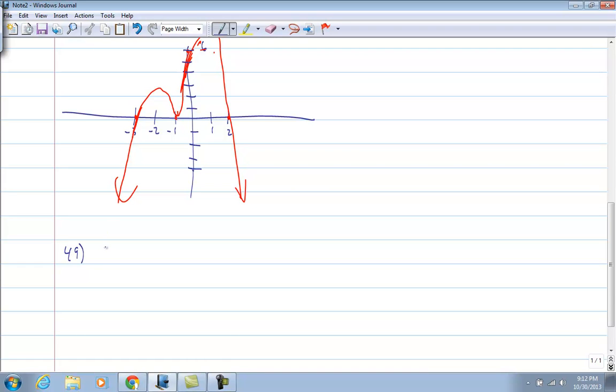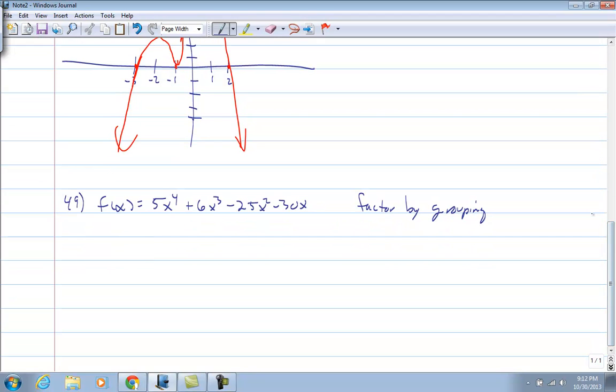We have f of x is 5x to the fourth plus 6x cubed minus 25x squared minus 30x. And because we have 4 terms, I'd factor by grouping. I mean, we could immediately see that we could pull 5x out of everything if we wanted to. No, we can't pull it out of that one. Okay, so f of x would be 5x to the fourth plus 6x cubed minus 25x squared plus 30x.